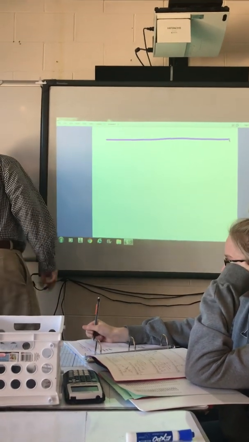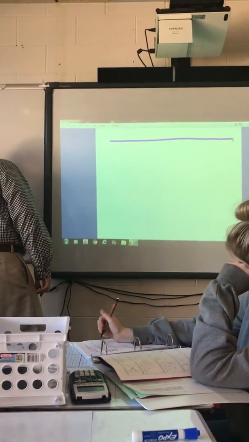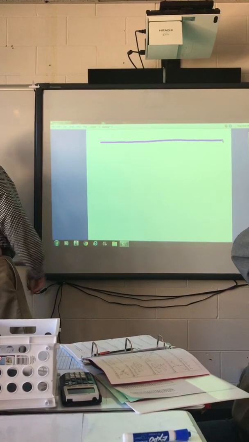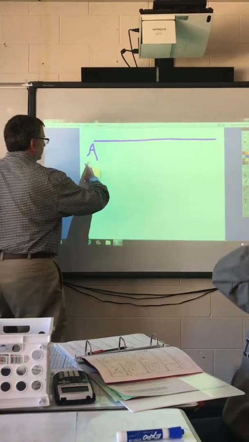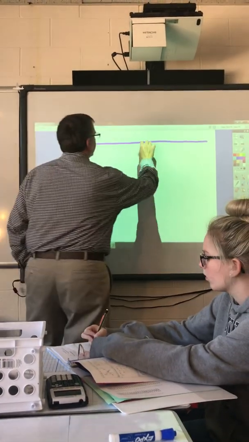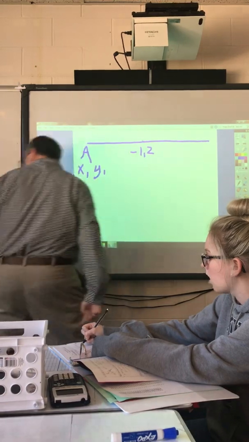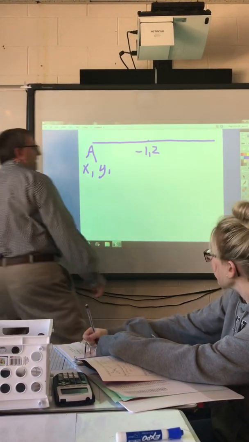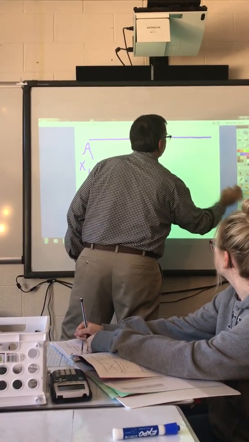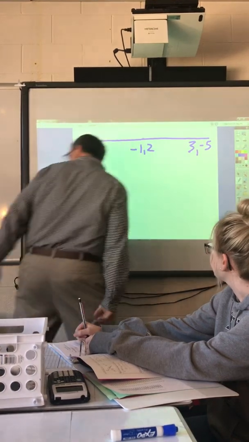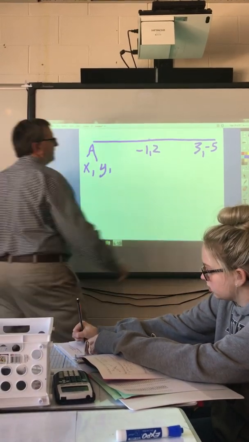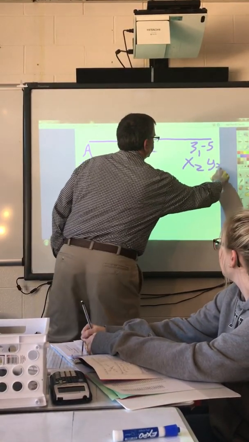All right, so now I have on number 6, I have A, the coordinates of A. So I'm labeling these coordinates x1, y1. Then I have M of -1 and 2. That's my M. My B is 3 and -5. So my endpoints are 3 and -5, and this is x2 and y2.